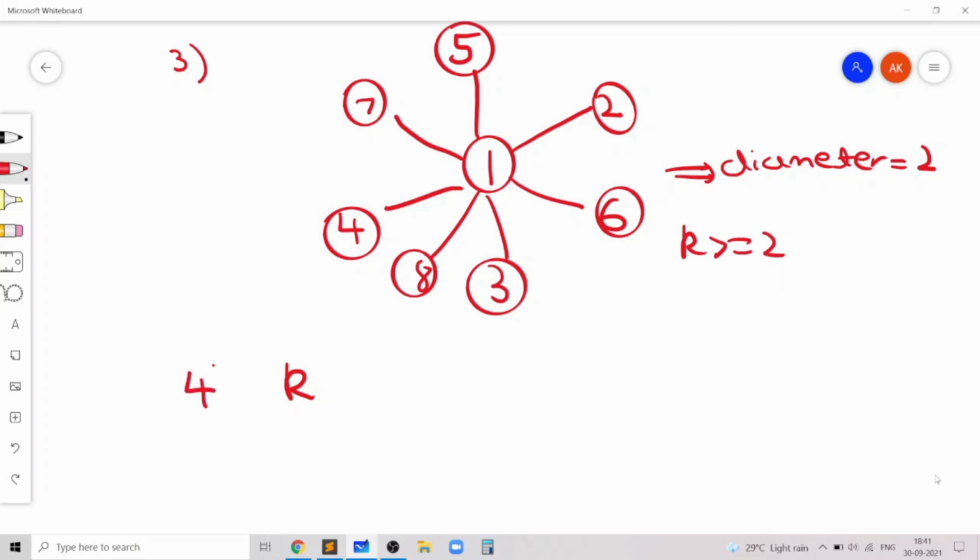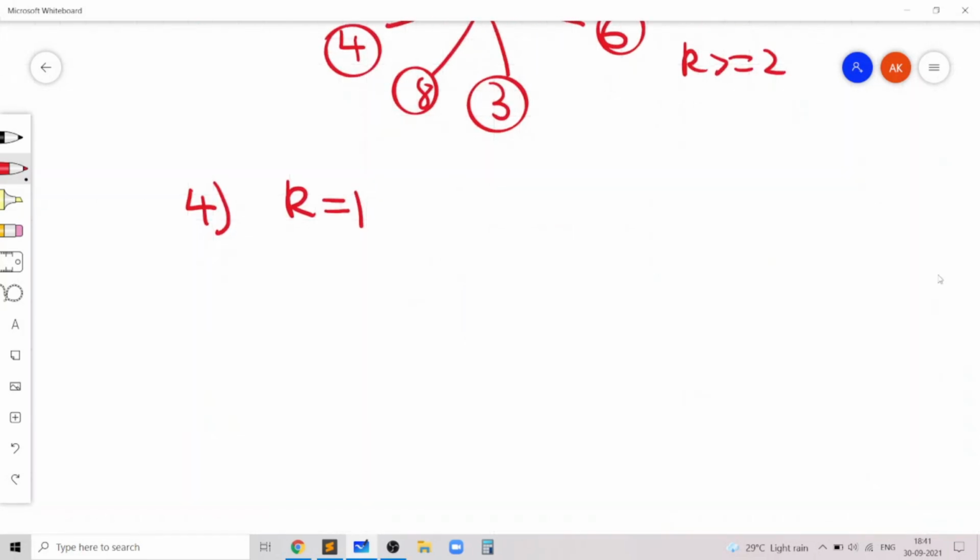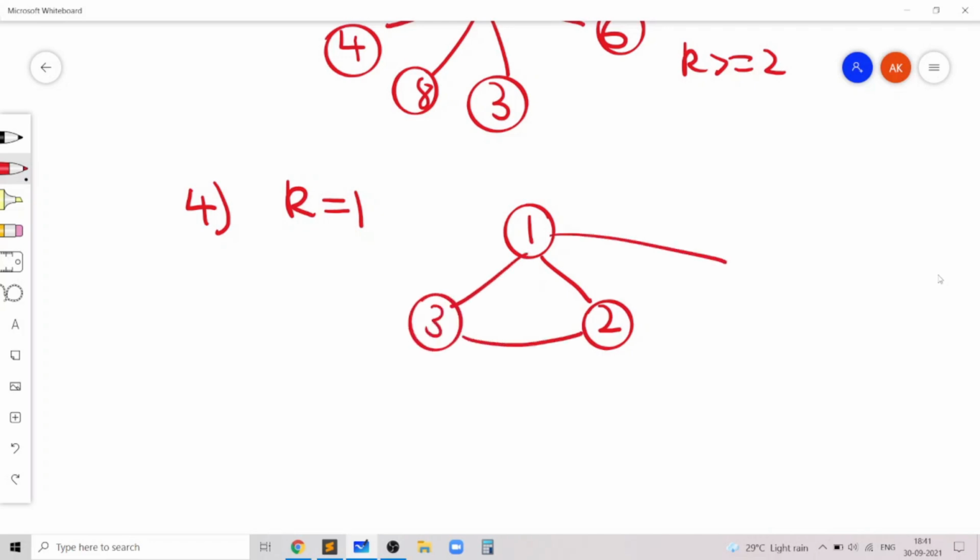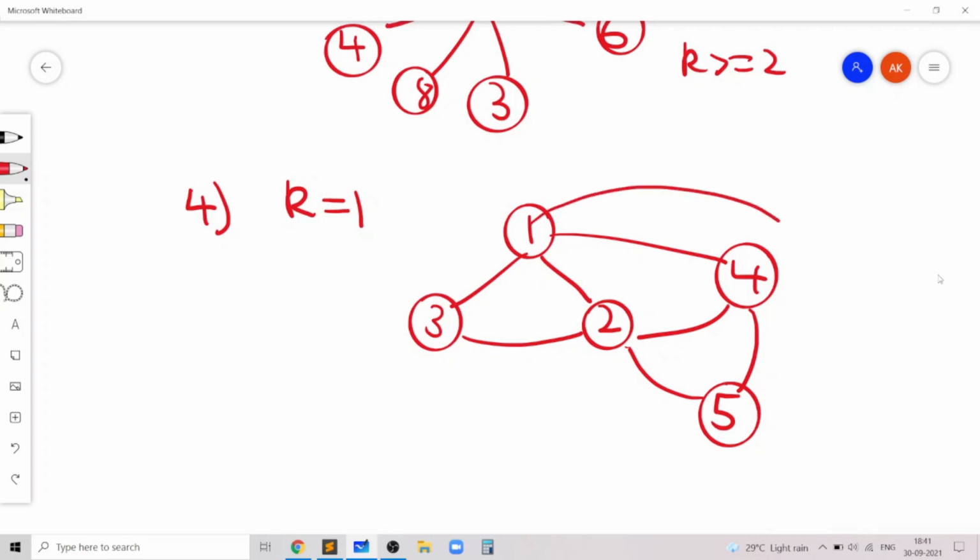And the fourth observation will use the fact when k is 1. So when k is 1, notice that the diameter should be 1. So the distance between every node should be 1, and that means that all nodes should have an edge between them, or basically all nodes should be directly connected to each other. So for example, let's say I just drew this graph, then 1 and 5 don't have diameter 1, or basically the distance is not 1.